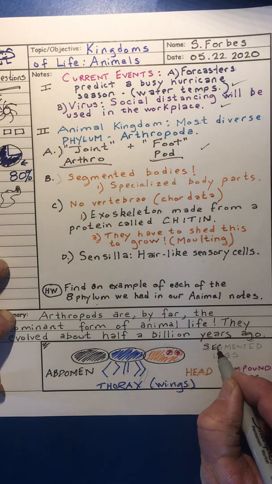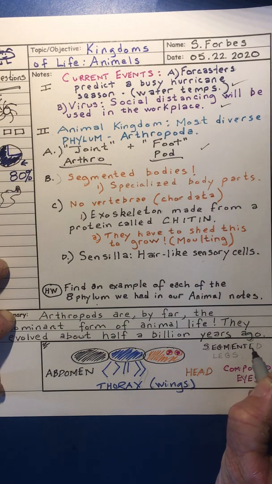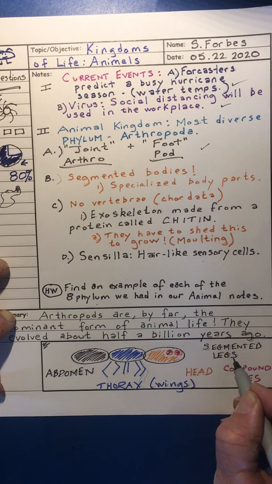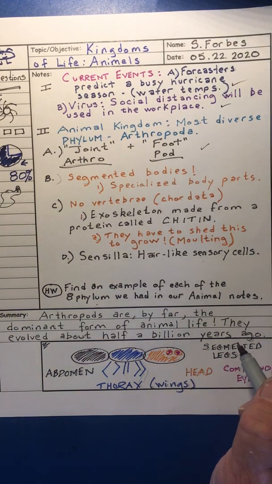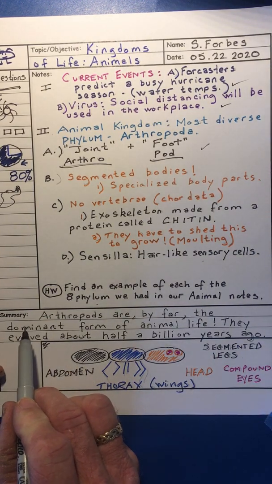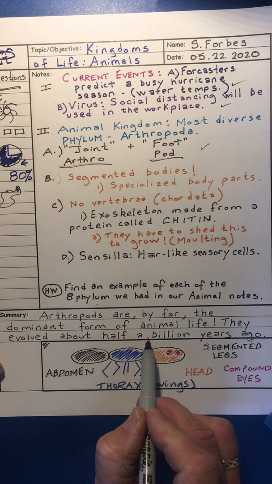And we're going to write down, just to make sure that we remember it, segmented legs. Legs with joints, segmented legs. Again, a huge leap forward in evolution. If you check out, jumping to the summary, which I'll go over again at the end, they've been on our planet for about 500 million years.